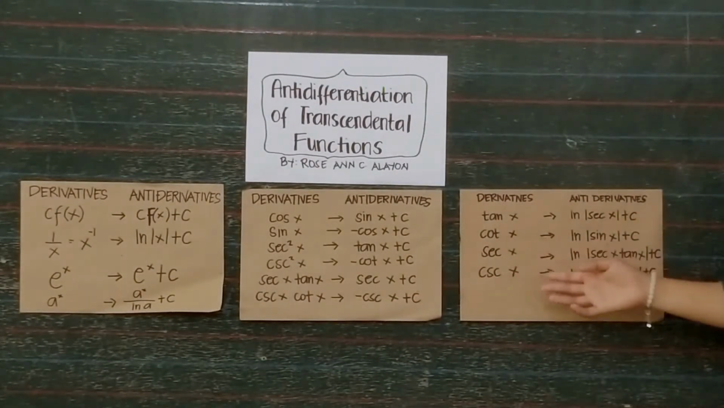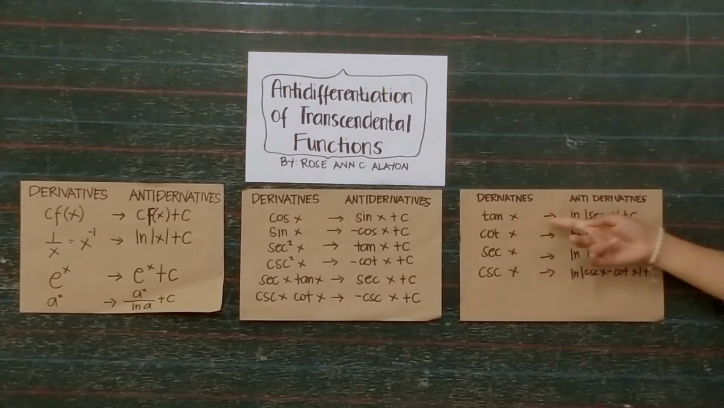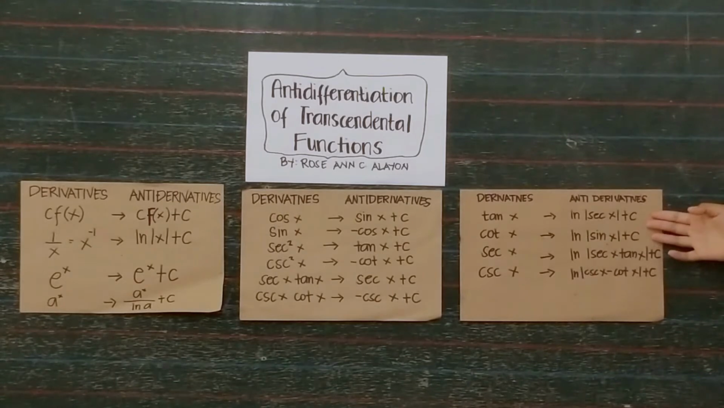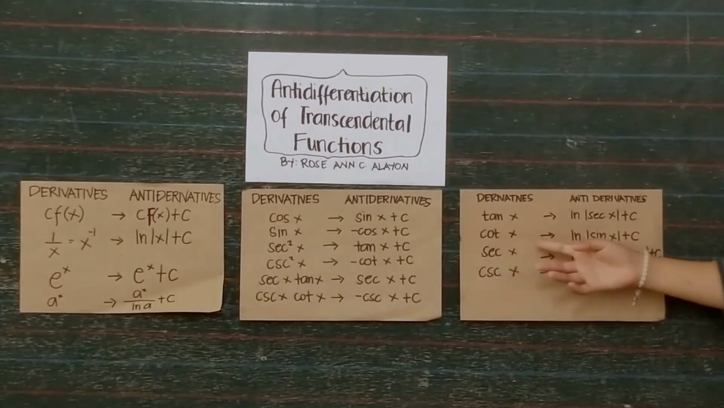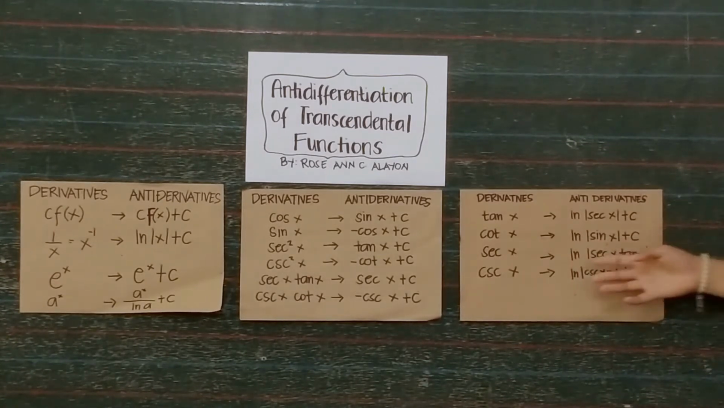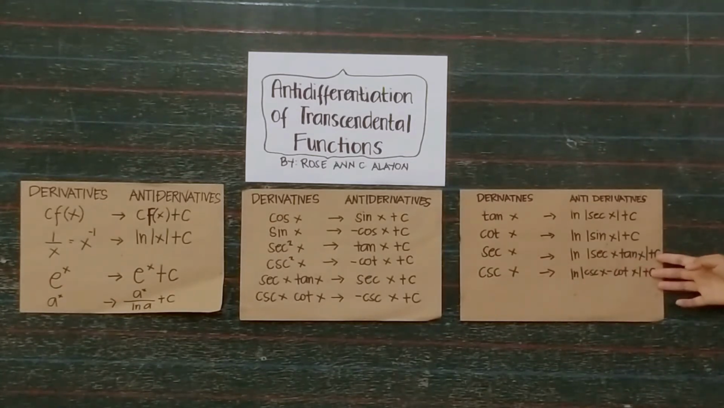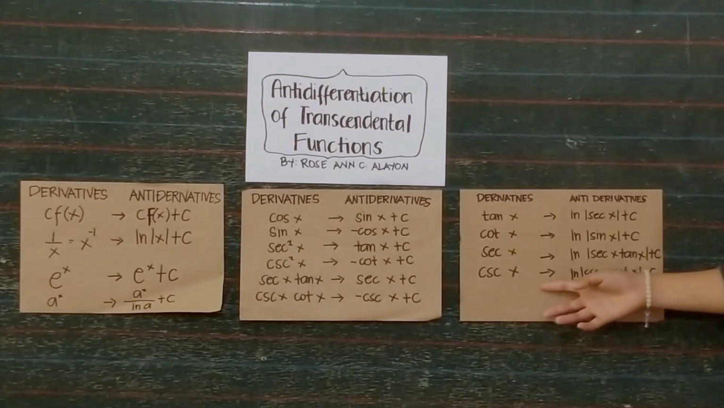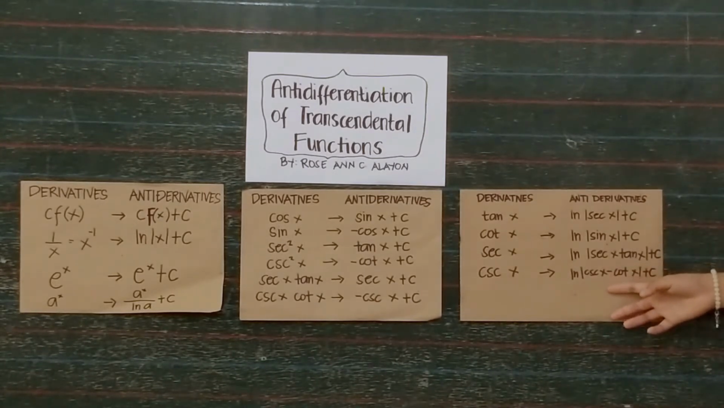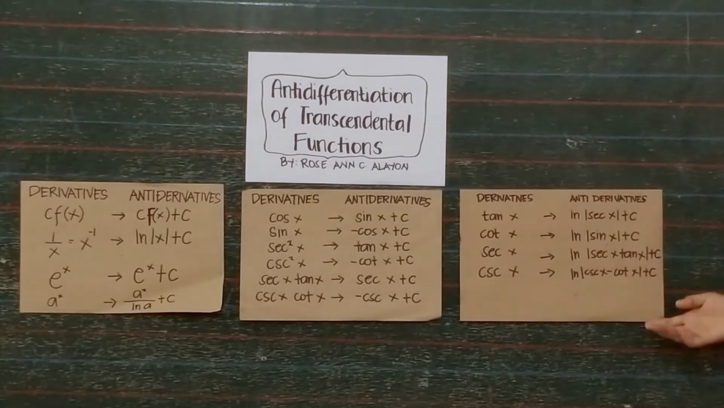So here we have additional trigonometric antiderivatives. The antiderivative of tan x is equivalent to ln absolute value of sec x plus c. Cot x is ln absolute value of sin x plus c. Sec x, or secant x, is equal to ln absolute value of secant x plus tan x plus c. Cosecant x is equal to ln absolute value of cosecant x minus cotangent x plus c.